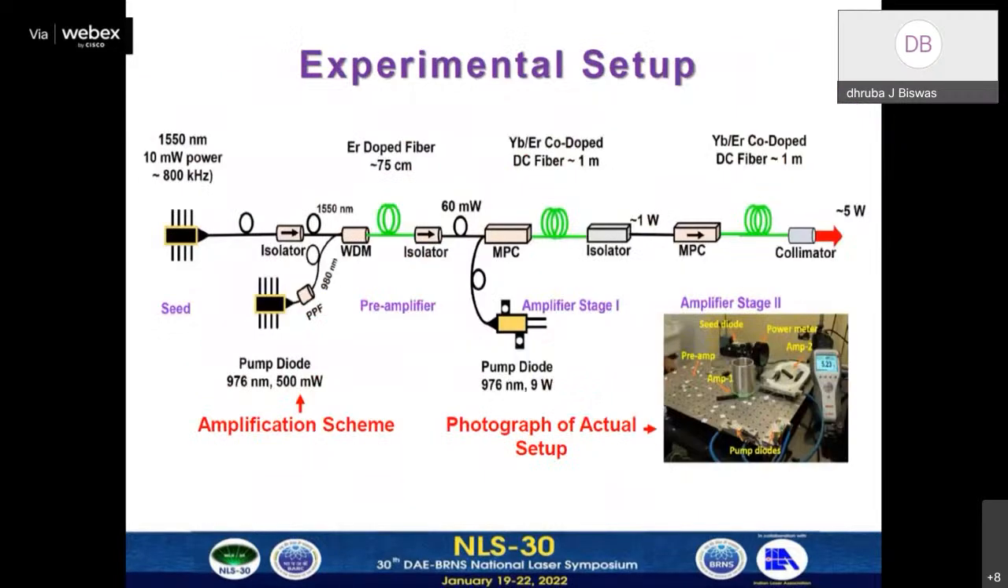This is our experimental setup. We have a seed source and a preamplifier based on single mode erbium doped fiber, and we have two amplifier stages, amplifier stage 1 and 2. The preamplifier amplifies the seed power from 10 milliwatt to around 60 milliwatt, amplifier stage 1 amplifies from 60 milliwatt to 1 watt, and our final amplifier stage 2 amplifies from 1 watt to 5 watt. In the inset, we can see a photograph of the actual setup where major components are shown.